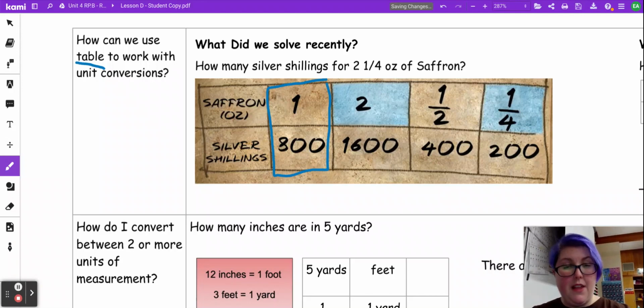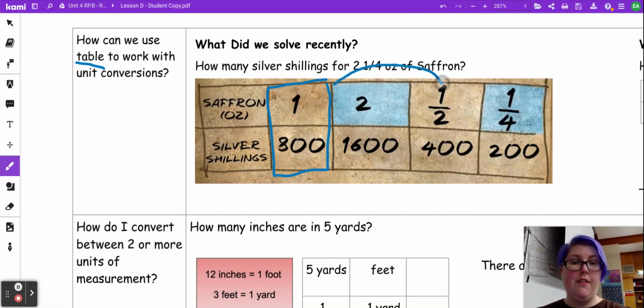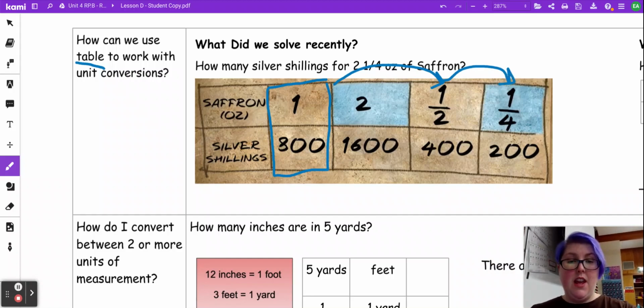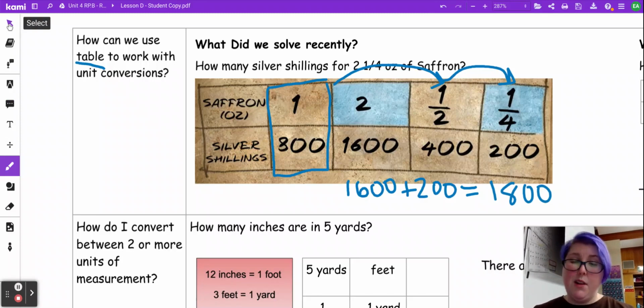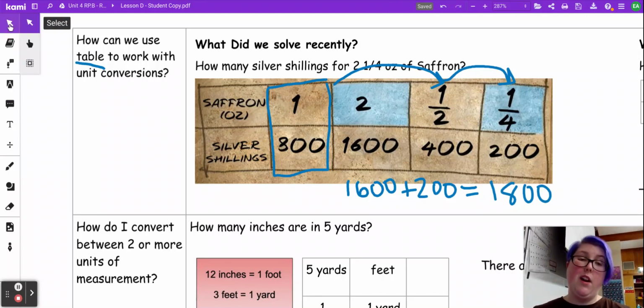They multiplied that by 2 to get 2 to 1,600, and then they used their table to do the half, and then half again to get your quarter. So in the end, you just need to do 1,600 plus 200 gives you the price of saffron. So that would be 1,800 silver shillings. So this table can be a really useful way to organize your ratios.